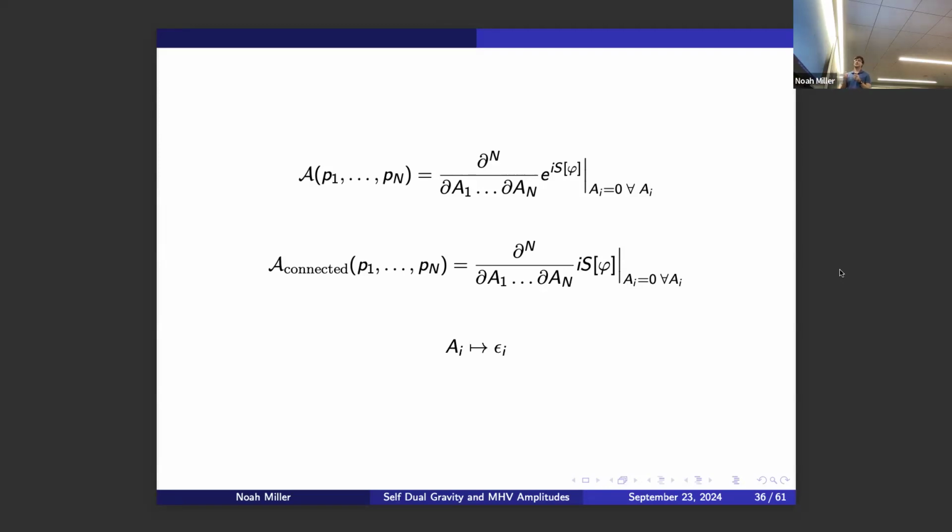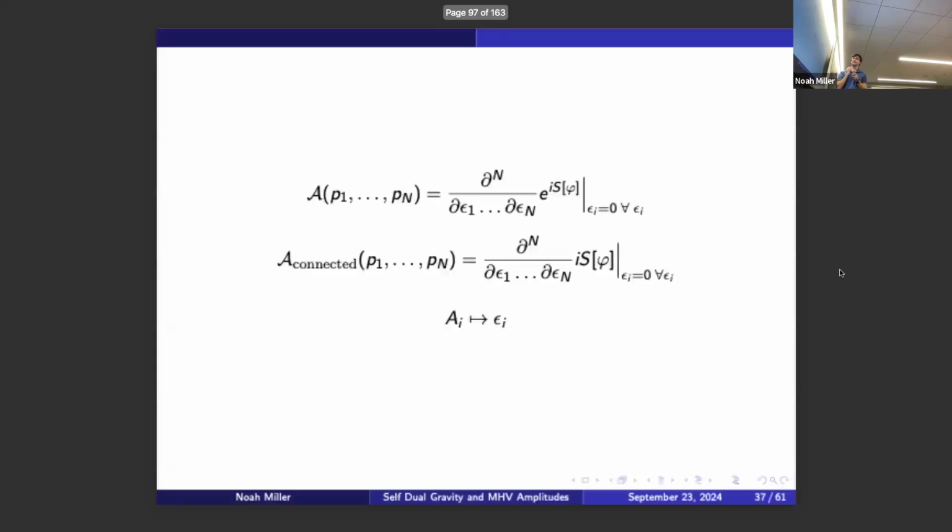And now we can just think about these AIs as being our epsilon i's from earlier. So here we take a solution with these seed functions, and then send the AIs, and then solve for the field, and plug the field into the action, and then that's our amplitude. Okay, so does that sort of answer your question as to where the epsilons come from? So you just kind of differentiate with respect to them, and then evaluate them at 0.